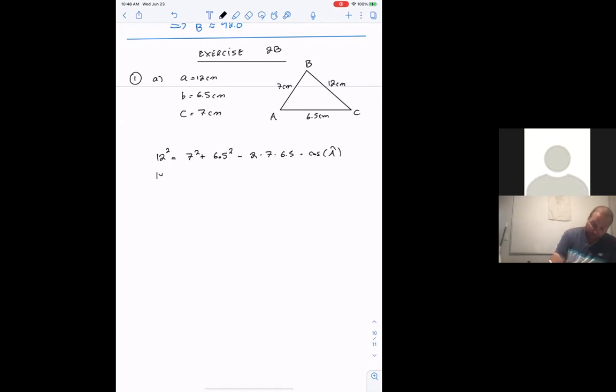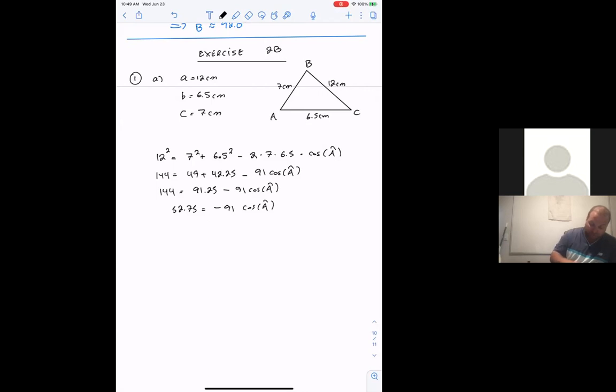So 144 equals 49 plus 6.5 squared, which is 42.25, minus 2 times 7 times 6.5, that's 91 cosine A hat. 49 plus 42.25 is 91.25, so 144 equals 91.25 minus 91 cosine of A hat. Do 144 minus 91.25, so 52.75 is equal to negative 91 cosine of A hat.